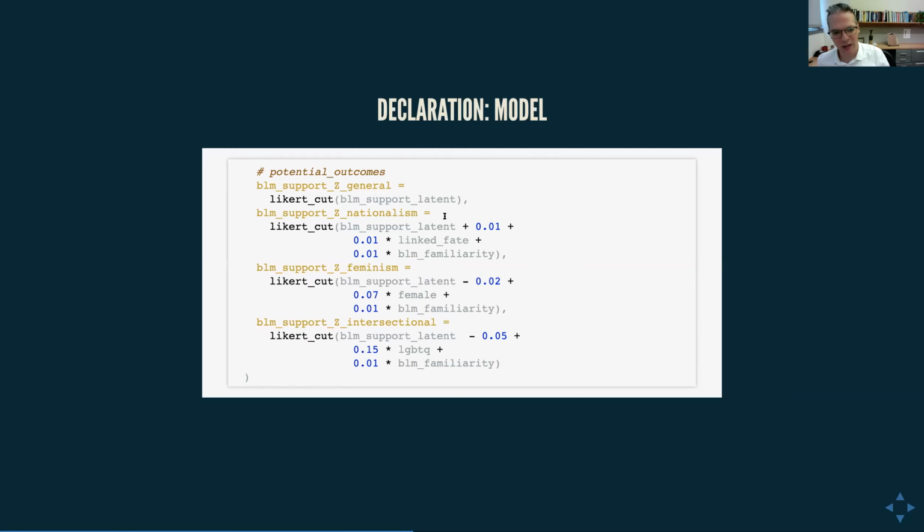Notice here that I've got differences depending on these variables. These are the hypothesized moderators of the treatment effect. So they think that the feminism treatment is going to work especially for women. They think that the intersectional treatment is going to work especially well for LGBTQ identifiers. So you want to build that into your model of potential outcomes.